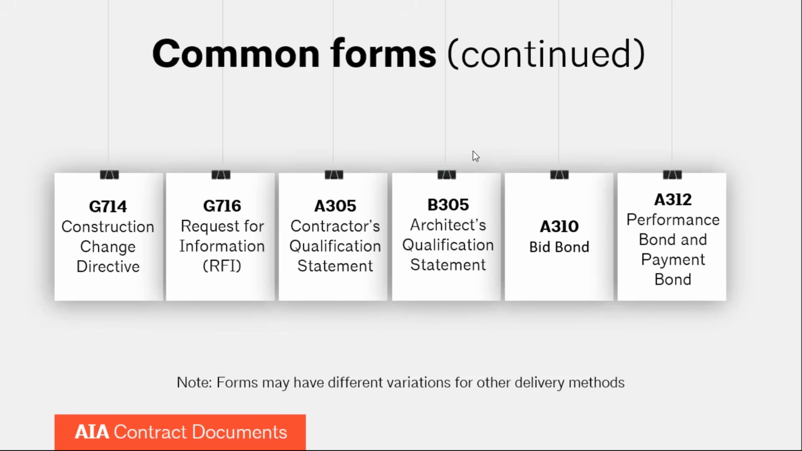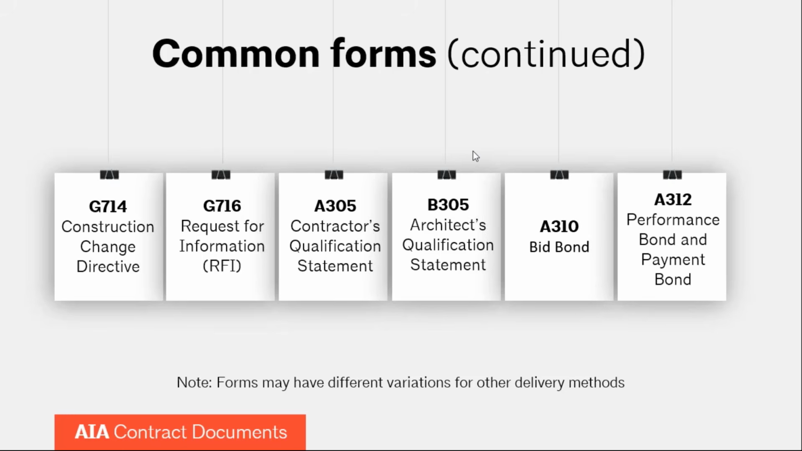Then we have our qualification statements, A305 and B305. A is for a contractor, B is for an architect, and this is just simply like a resume of sorts, and it's just basically a bunch of questions that the party fills out. A305 for a contractor, B305 for an architect. So it's basically stating their qualifications, and so just putting information about themselves, their firm, and so an owner could review those qualification statements in deciding which to pick.